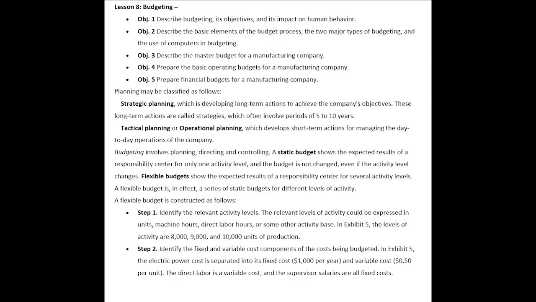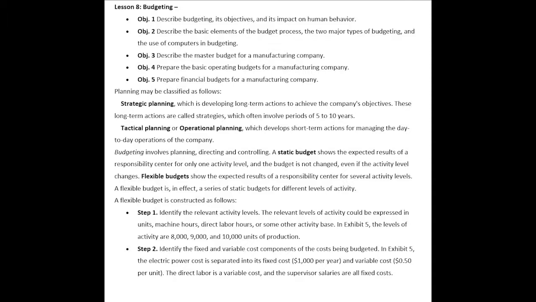Planning may be classified as follows. Strategic planning, which is developing long-term actions to achieve the company's objectives. These long-term actions are called strategies, which often involve periods of 5 to 10 years. Tactical planning or operational planning develops short-term actions for managing the day-to-day operations of the company. Budgeting involves planning, directing, and controlling.